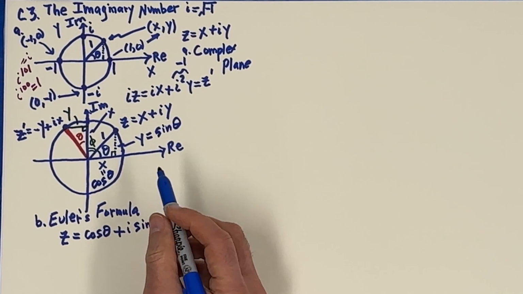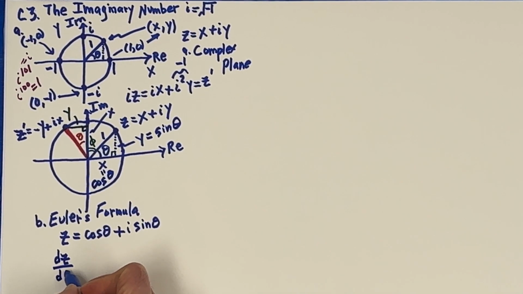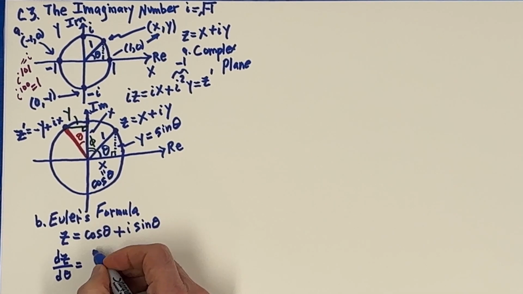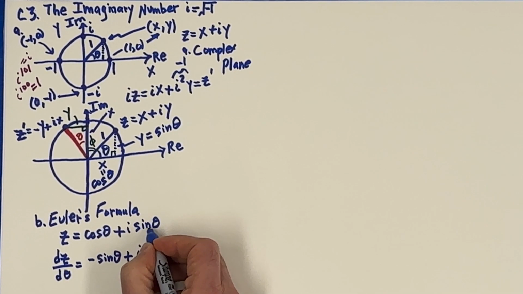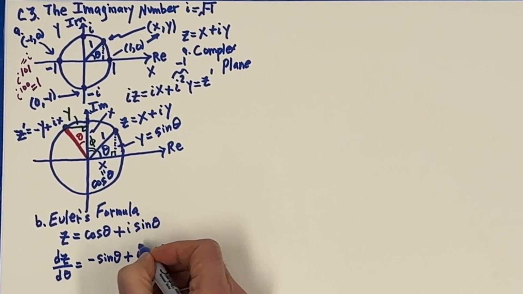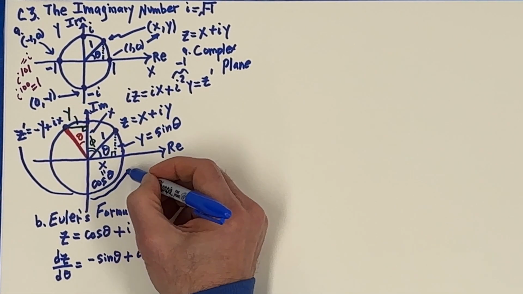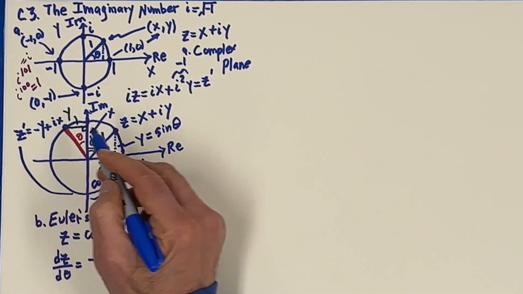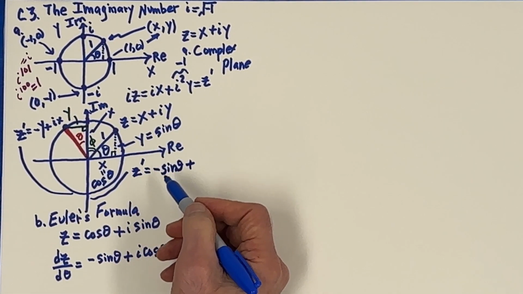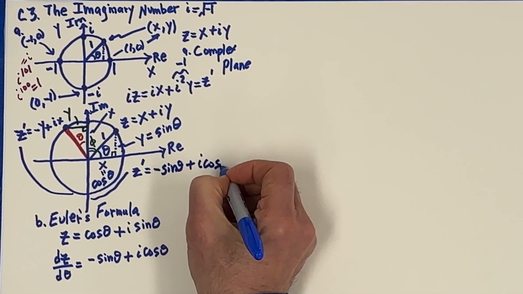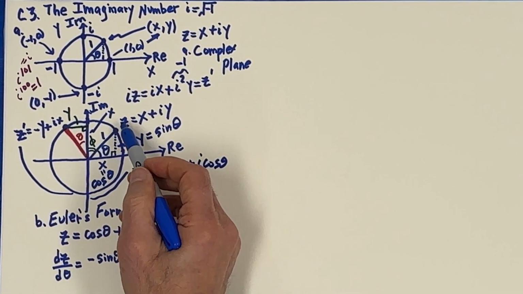Now watch this trick. By taking the derivative of Z with respect to theta, we're going to get the derivative of the cosine with respect to theta is going to be minus sine of theta. And then here, we're going to get the derivative of the sine of theta is the cosine of theta, and the i hangs around. And this is Z prime. Let's look at Z prime here a little more carefully. Z prime is minus Y, which is minus the sine of theta, plus i times X. Well, X is the cosine of theta. So by multiplying by i, I got Z prime, multiplying Z by i got Z prime.